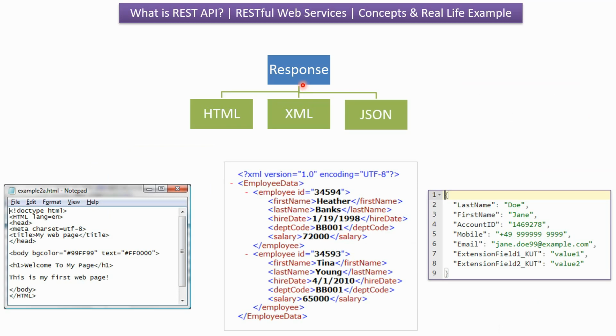The server sends a response back to the client. The response can be HTML or XML or JSON. Here you can see the example of HTML, here you can see the example of XML, and here you can see the example of JSON. For application to application communication, HTML is not good because it is difficult to parse and use in the client application. We have to use XML or JSON for application to application communication. And compared to XML, JSON is easy to understand and it is fast.